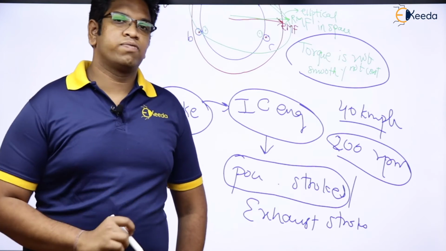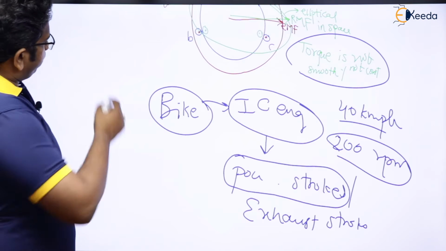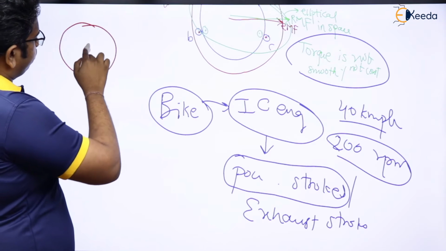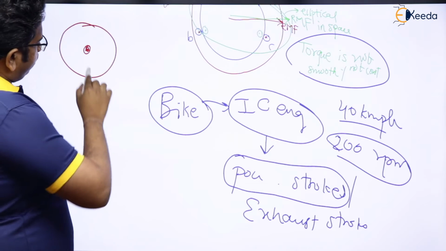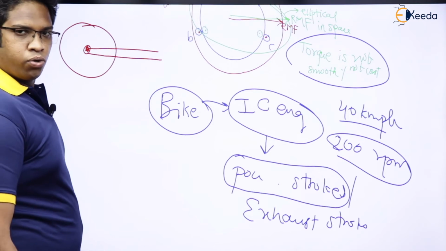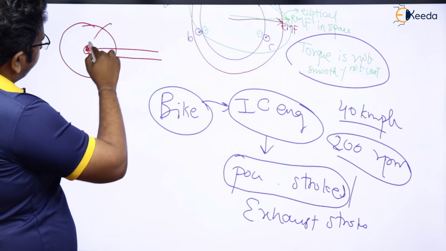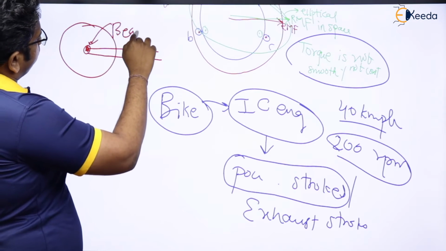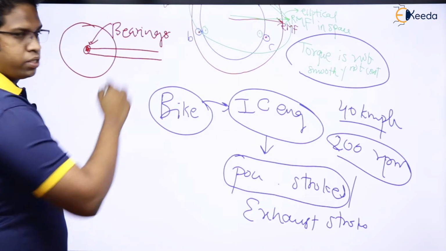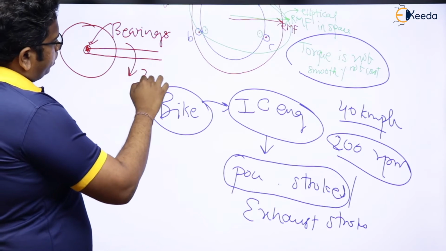Wear and tear of the bearings will happen. What are bearings? Let us think of a rotor here. For example, this is a rotor, and then I have a shaft here. This is a shaft. So what is there between this rotor and this shaft? There is something called bearings. Now just think of this particular shaft rotating at, let us say, 200 rpm.